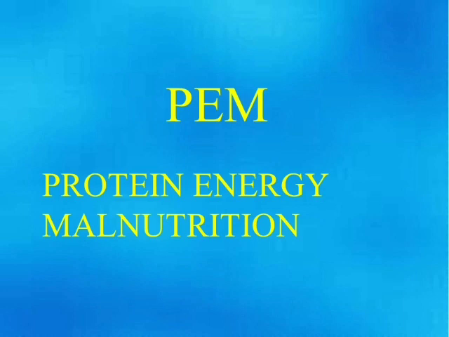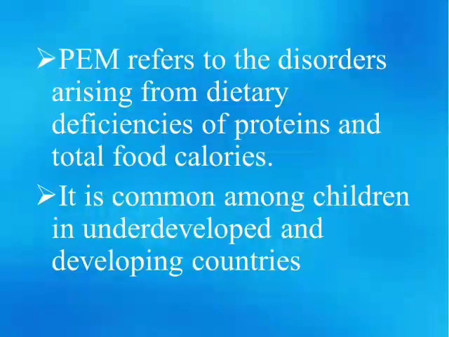So if a sufficient diet with sufficient proteins and carbohydrates is not reaching our body, it results in a condition called protein energy malnutrition. Protein energy malnutrition refers to the disorders arising from dietary deficiencies of proteins and total food calories. So calories is the content of energy present in the food. It is common among children in underdeveloped and developing countries.